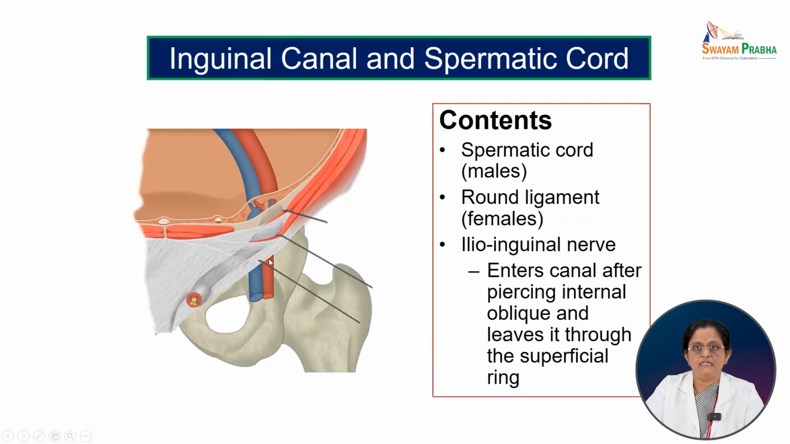Coming to the contents of the inguinal canal, the canal is traversed by the spermatic cord in case of males. In case of females, you have the round ligament of uterus. Other than this, there is a nerve, the ilioinguinal nerve, which is not a through and through content, but enters the canal after piercing the internal oblique muscle and leaves through the superficial inguinal ring. So, these are the contents of the inguinal canal.